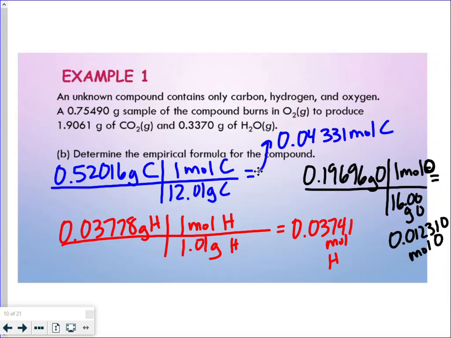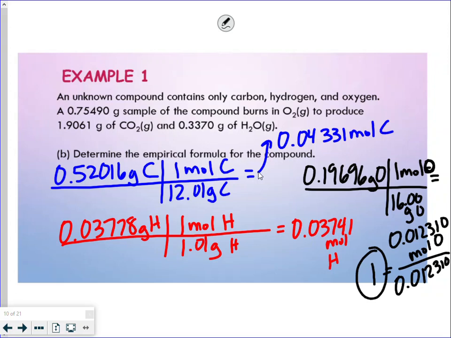Now, we've done mass to moles, we've got to divide by the smallest. Which one is the smallest moles? The oxygen, so let's divide everybody by oxygen's number. Go ahead and do that. This one obviously is going to come out to being just a 1. So that's the subscript for the oxygen.